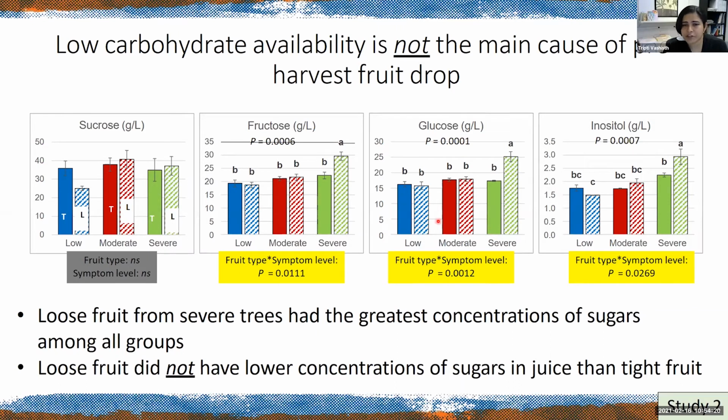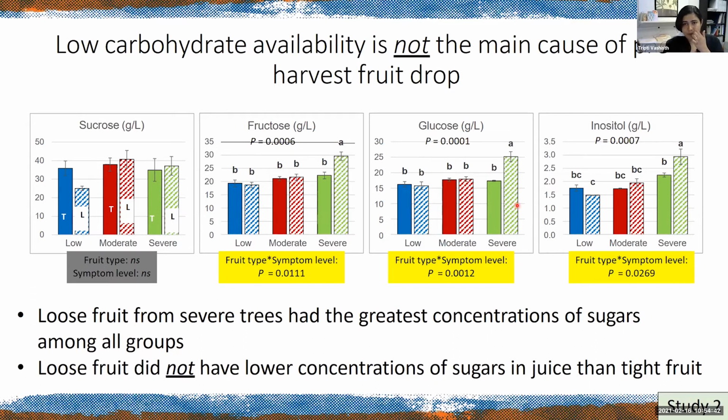So this is really interesting, because what it is telling us is that sugar starvation is not happening, at least for fructose, glucose, and inositol, the three sugars. The fruit is not starved for these sugars. If anything, loose fruit has more.